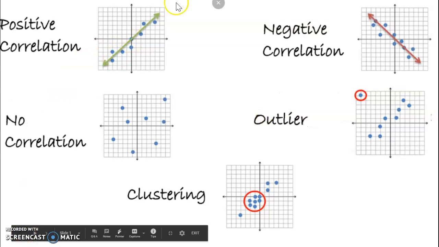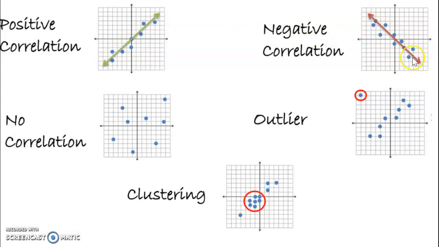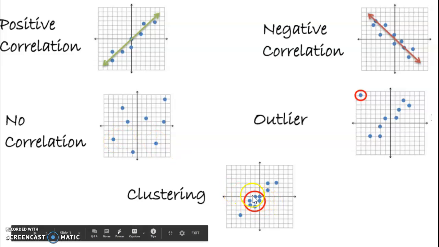So positive correlation, this is also linear as well. Then you have negative correlation, that's linear as well. Linear, non-linear, okay? Then you have your outliers, data points really far away from each other. No correlation, there's no relationship. There's just points everywhere. You can't see what's going on. Then clustering, you have all these points very close together.